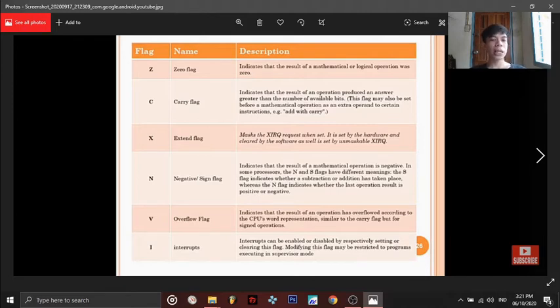I, interrupts. Interrupts can be enabled or disabled by respectively setting or clearing this flag. Modifying the flag may be restricted to programs executing in supervisor mode.